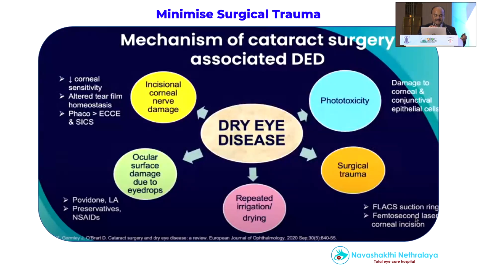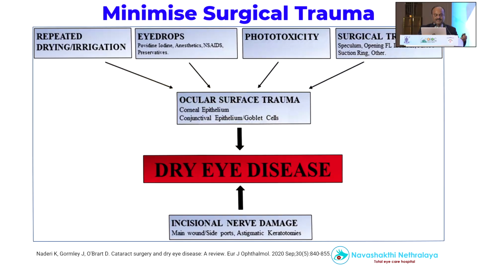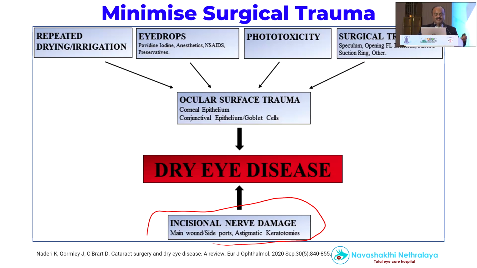We are traumatizing the nerves, so try to reduce this nerve damage. The 2 mm incisions are best in these cases, and during the surgery, reduce the ocular trauma. Do not catch hold of the conjunctiva, pull, push, tear the conjunctiva. Reduce the repeated drying and irrigation. This is another thing which we miss out.